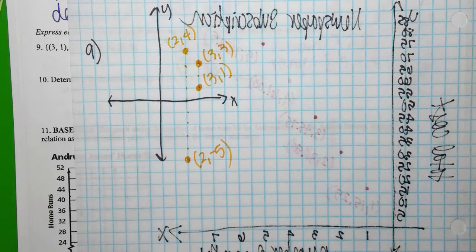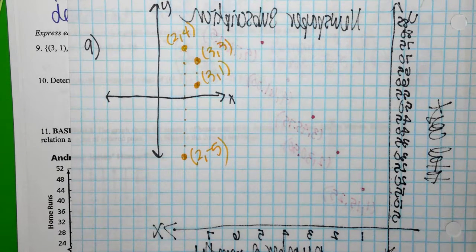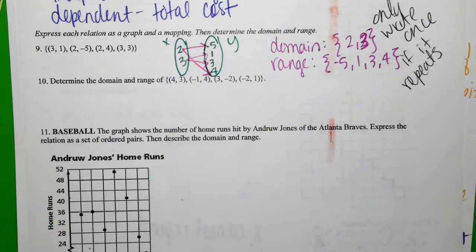Alright, so hopefully your graph looks like that. I did it like right here. That's fine. I would like it to be on graph paper on your test, though.